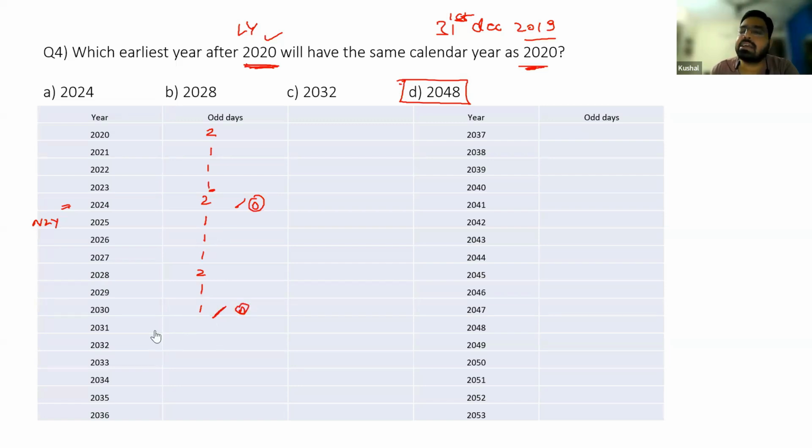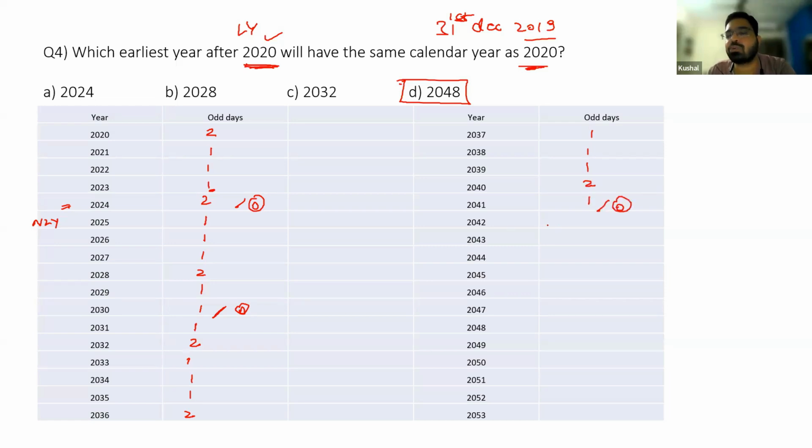But again, 2031 is not a leap year. It is a non-leap year. Clear? So this will again give me one odd day. This will give me two odd days, one odd day, one odd day, one odd day. So if I look at this, 1, 2, 3, 4, 5, 6, 7, 8, 9, 10, 11, 12, 13, 14. Till this, I will get 0.